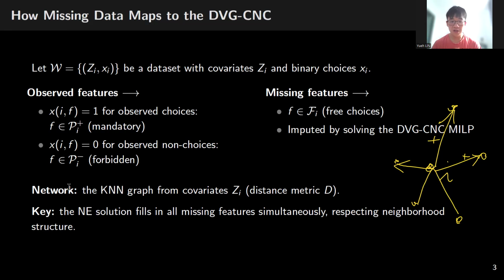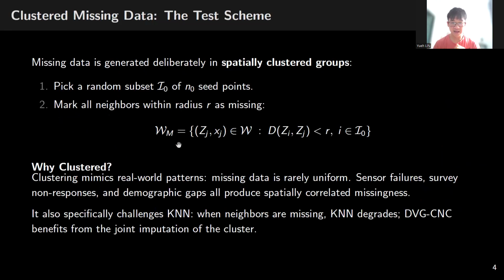So this is the joint imputation mechanism. Every missing instance is an active participant in the solving process, not just a passive recipient of the majority vote from its observed neighbors. Let's look at the next slide.